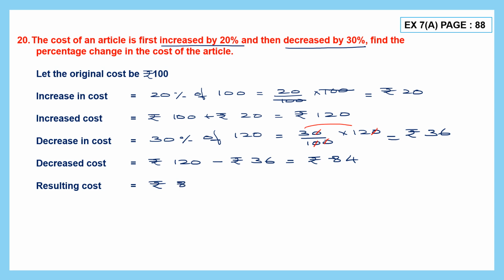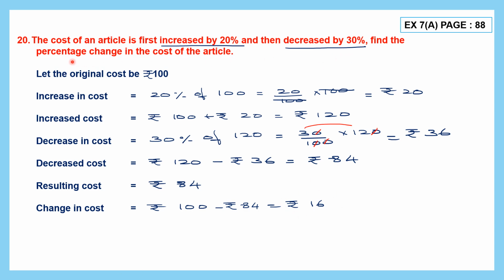So in the beginning, what did we have? We said let the original cost be 100. Now the resulting cost after the increase and decrease is 84 rupees. Now, what is the change that we have seen? From 100 rupees, it has now become 84 rupees. So the change will be 100 rupees minus 84 rupees, which is 16 rupees. 100 minus 84 is 16. So the change in cost is 16 rupees.